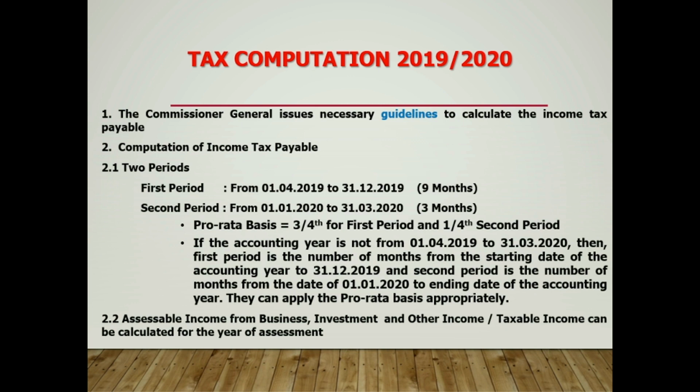For example, if you are preparing a financial statement from July 1st to June 30th, there are 6 months before the implementation of the proposals and 6 months after the proposals. Hence, the pro rata basis is 6:6 or 1:1. For calendar year companies, the pro rata basis is 12:0.